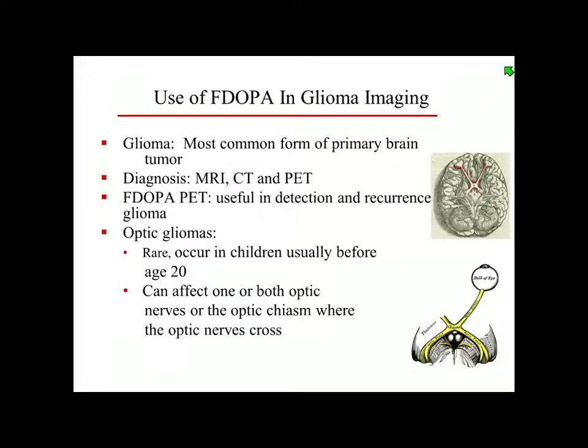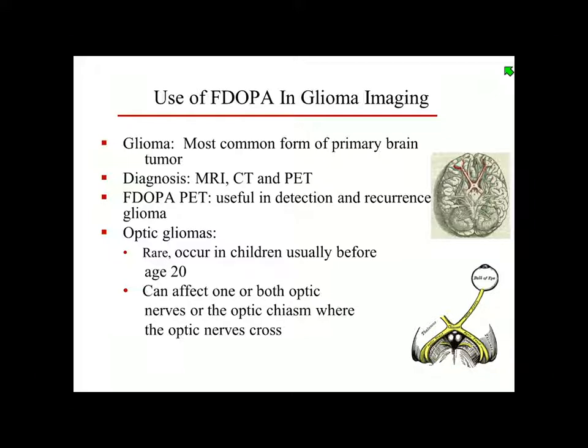Also, fluorodopa has been used in glioma imaging, which is pretty exciting. It's the most common form of primary brain tumor, difficult to diagnose. It's diagnosed with MR, CT and PET. Fluorodopa PET is useful in the detection of recurrent gliomas. Also, optic gliomas. We've done some studies with this in kids at Washington University.